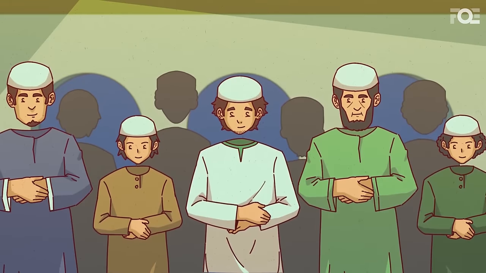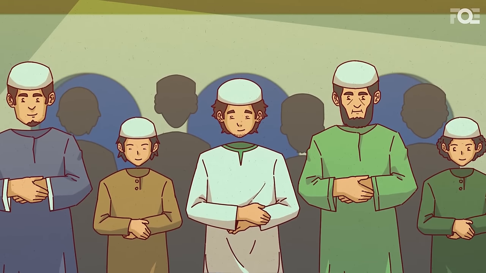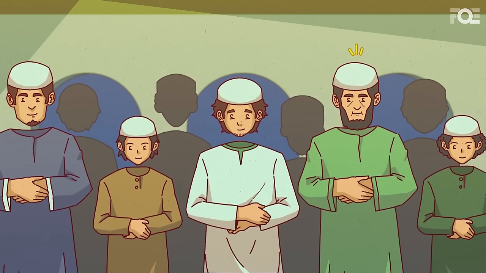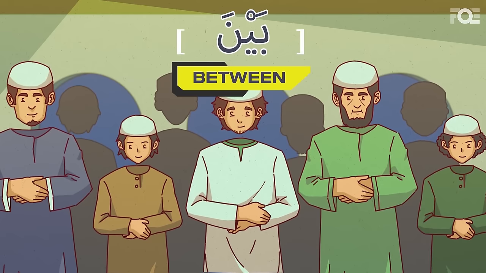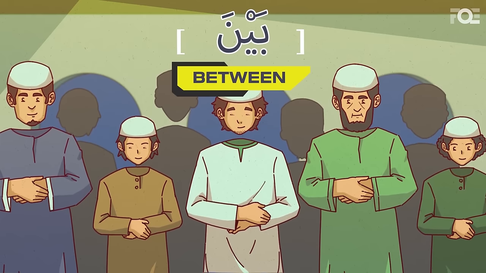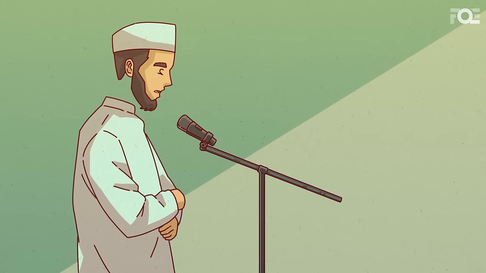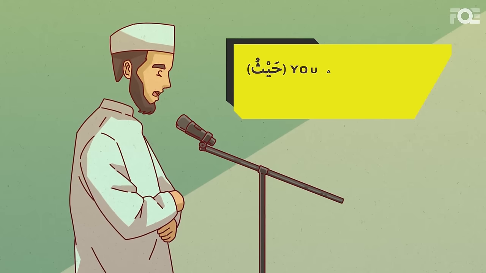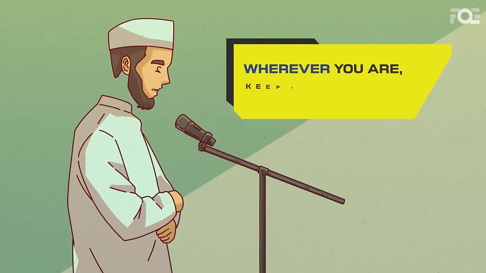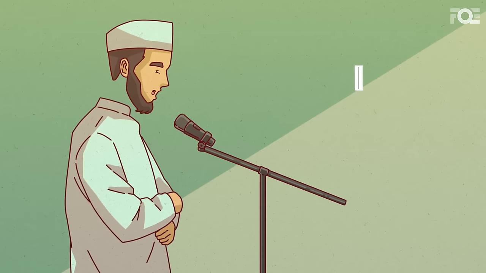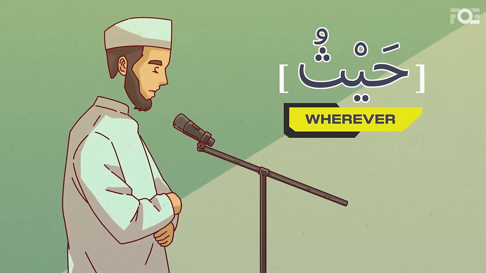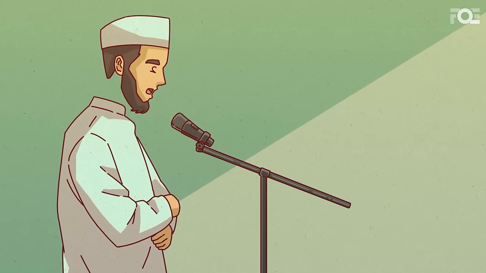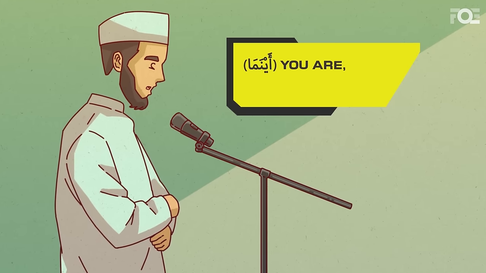The fard prayer started. Abdullah stood baina a young brother and an old man. Between a young brother and an old man. Baina, between. In the first rak'ah, the imam recited a few verses from Surah Al-Baqarah. The message was, Haythu you are, wherever you are, keep your faces towards the Qibla. Haythu, wherever.